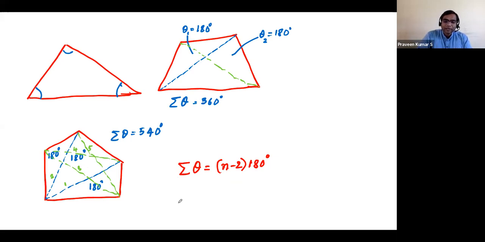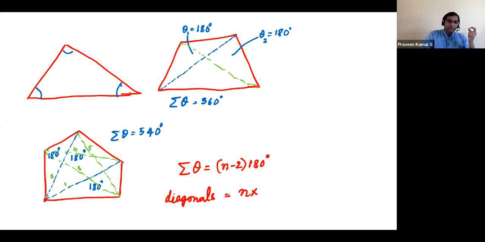To calculate the number of diagonals, there is one very interesting logic which will help you. If you calculate the number of diagonals, you basically draw the diagonals from the vertices, no? So how many vertices are there? The number of vertices is n, right? From this, to how many vertices can you draw the diagonals?